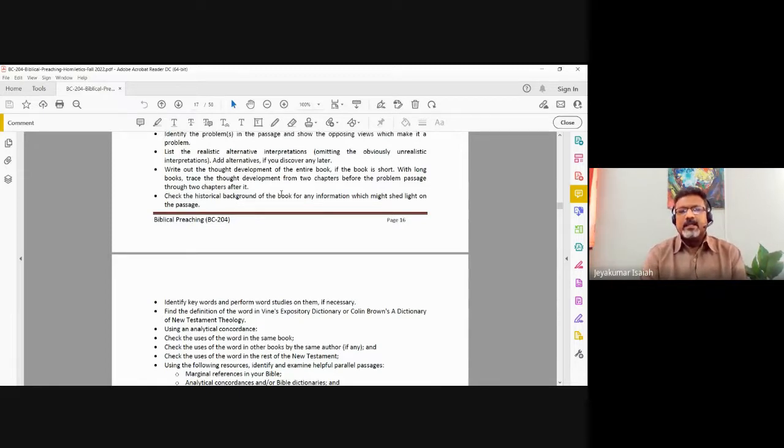The third thing is to write out the thought development of the entire book. If it's a short book, the entire book; if it's a long book, then you look at the thought development of the passage. So what is he saying from 1 Corinthians 12, 13, 14? He's addressing something very important in the church. He's already addressed idolatry, how we cannot be carnal, and marriage. Now he's talking about spiritual gifts. He's saying, I don't want you to be ignorant, and he's talking about how one should use these gifts, right?